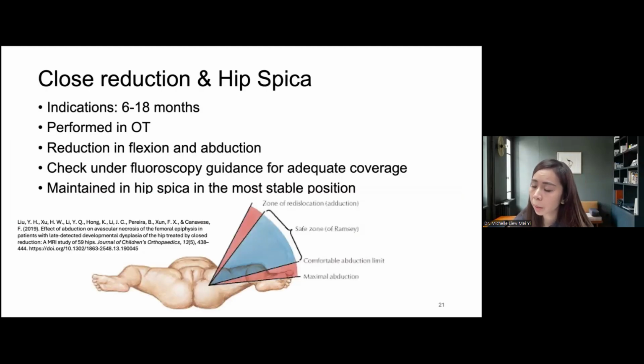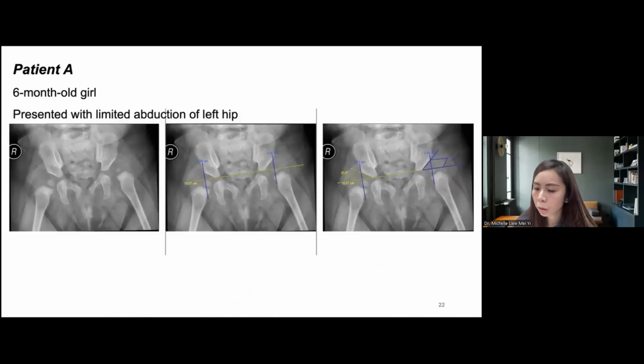And then our next type of conservative management would be a closed reduction and hip spica application. These are usually indicated in neonates between 6 to 18 months and usually performed in the operating theatre, where we would do a closed reduction of the hips in flexion and abduction, check under fluoroscopy guidance for adequate coverage before applying a hip spica to maintain the hips in the most stable position. The most stable position is normally called the safe zone of Ramsey, which is usually between 35 to 60 degrees of hip abduction. So let's just see a few cases we have managed.